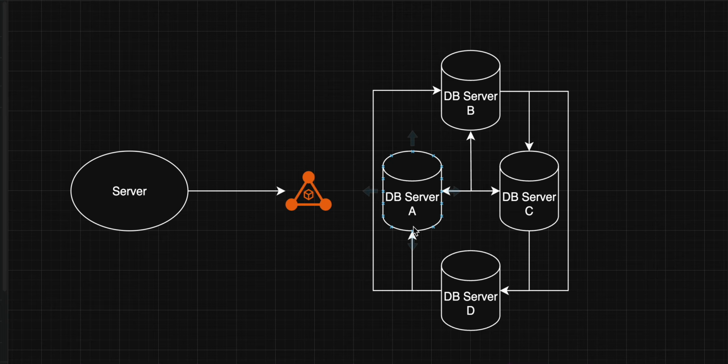We can increase our replication factor. Let's suppose when a write request comes at A, we write at A, B, and C. Two extra writes I'm doing here. Similarly for B, C, D also.